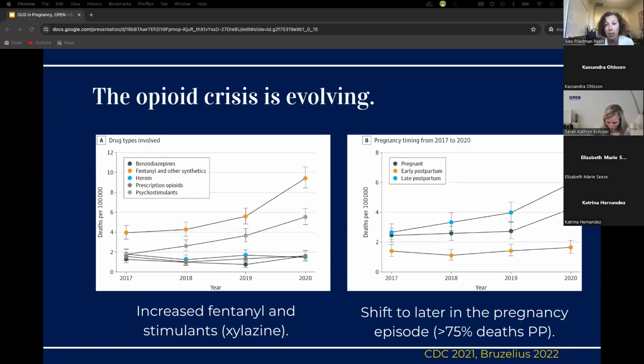This is a retrospective review of pregnancy-associated mortality due to substance use disorder published in JAMA in 2022. And you can see how the substances involved in overdose deaths have increasingly involved fentanyl and stimulants. And you can also see the shift to increasing deaths in the late postpartum period. This is often a time after routine obstetric care has typically ended and is forcing us to rethink, when is our role in caring for our patients?